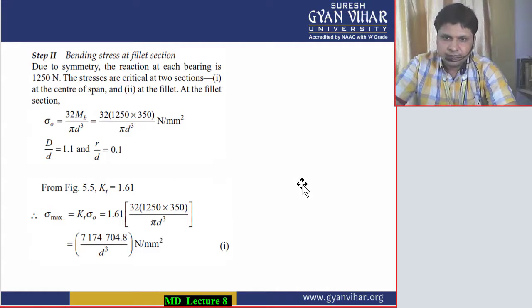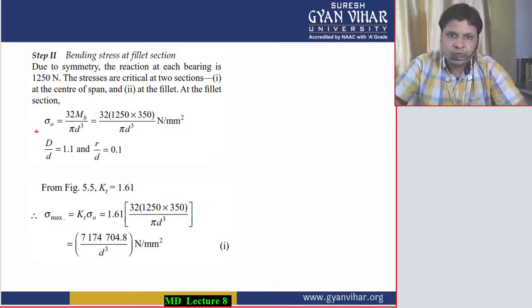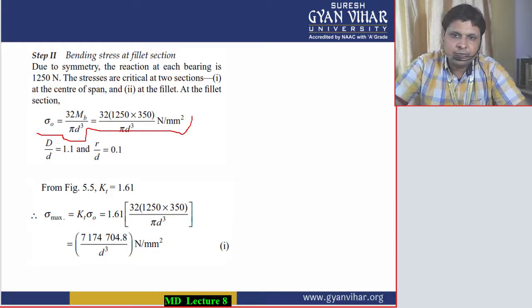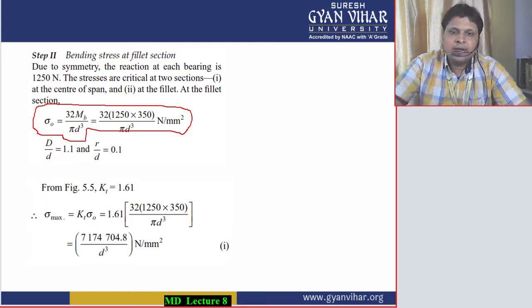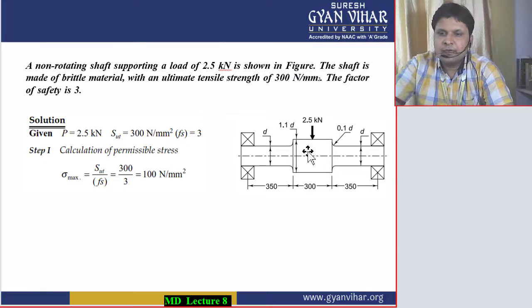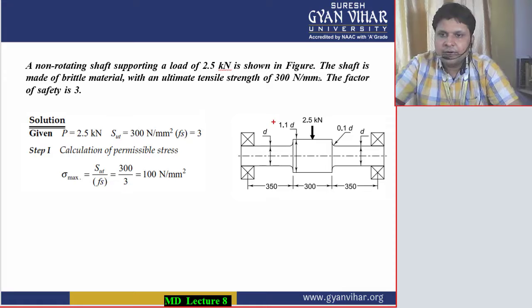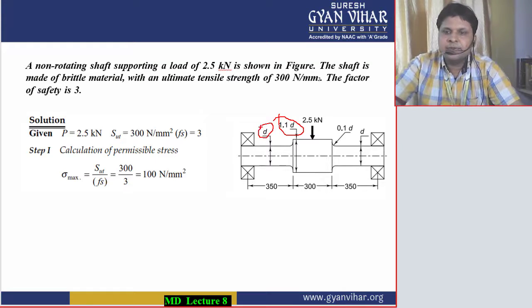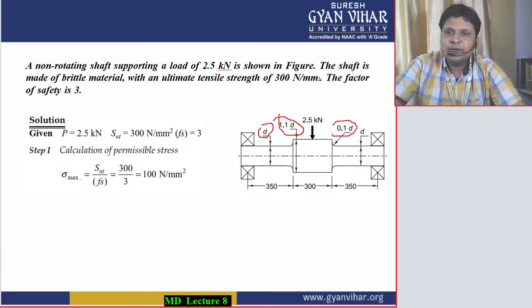Then moving on, this normal stress we have calculated from the bending equation by putting in the value of bending moment. After that, for using the chart to calculate the KT value, we will have to find capital D by small d and R by d. Now in the question, capital D is 1.1 into d, and small d is small d itself. So 1.1 is the ratio capital D by small d. And the second is R by d. The R by d ratio will be 0.1 d divided by small d, means 0.1. So 1.1 is capital D by small d, and R by d is 0.1.